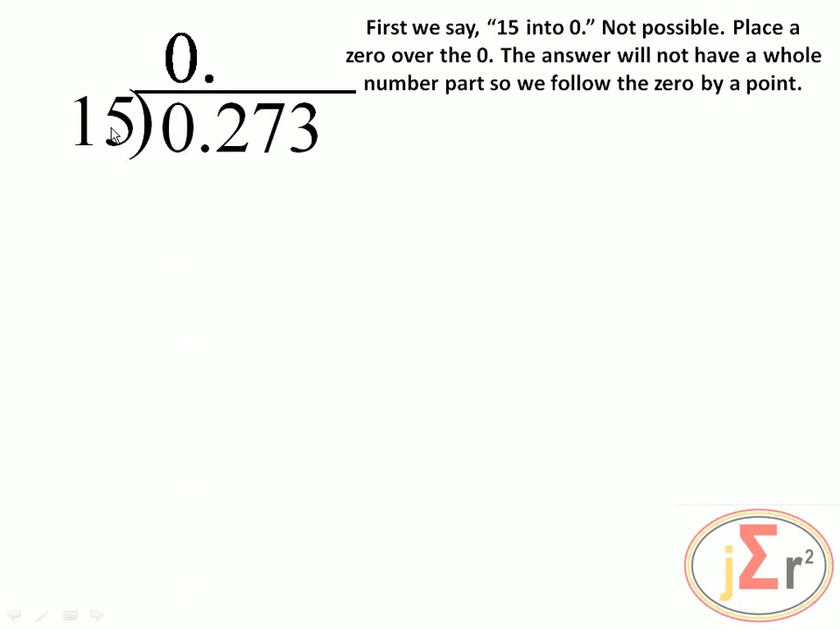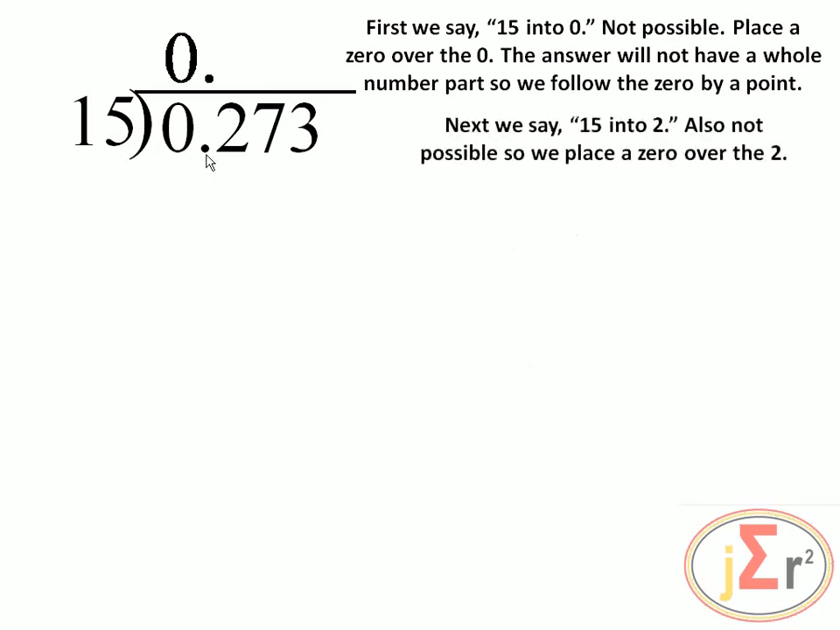If we are dividing into this number, we encounter the point and go beyond the point, then we know that we are out of whole numbers. Therefore, anything that follows has to be a decimal fraction. So we include the point right there. Next we say 15 into 2. Also not possible, so we place a 0 over the 2. Like that.